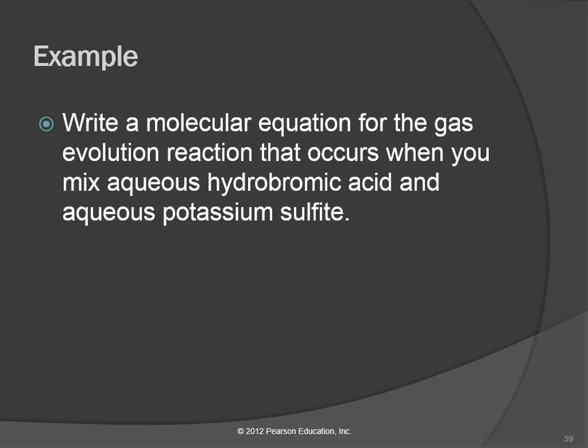So we look on the periodic table for bromine, and we find out that bromine has what charge? -1. So I'm just going to write little notes to myself up here. Bromine has a -1 charge. How many hydrogen ions will I need to balance that charge? Just one, right? So I need H plus and Br. So that's my hydrobromic acid, HBr aqueous. And we're mixing that with aqueous potassium sulfite.